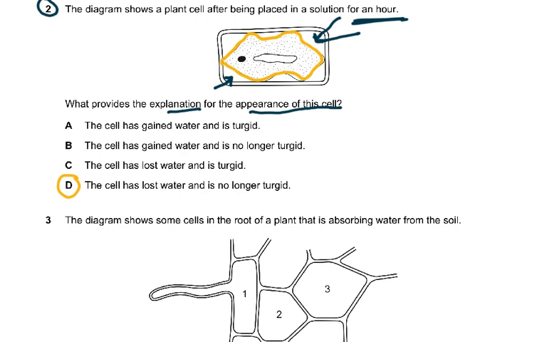So what provides the explanation for the appearance of this cell? Now the cell has gained water. Now both these are wrong. It has not gained water, it has lost water. Now we have two choices. The cell has lost water and is turgid. The cell has lost water and is no longer turgid. So that is why the answer is D and all these others are incorrect.